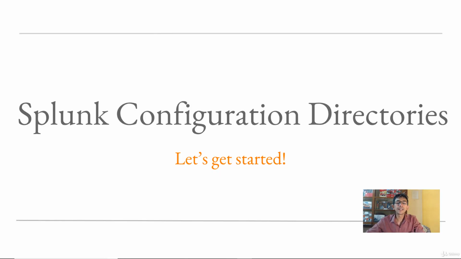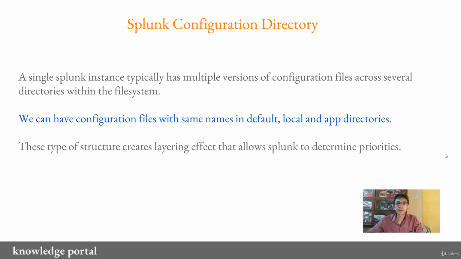In today's video we will be discussing the Splunk configuration directories. In a typical Splunk instance there are multiple versions of configuration files which are spread across the file system within this Splunk structure. We can have configuration files with the same names in default, local and app directories. This type of structure is also referred to as the layering structure, and it helps Splunk determine the priorities.